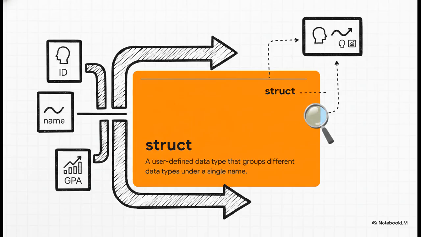I mean, imagine you have a student. You could have one variable for their ID, another one for their name, and a third for their GPA. It gets messy fast. A struct lets you bundle all that related stuff, the ID, the name, the GPA, into one single neat package. It's all about keeping related data together.